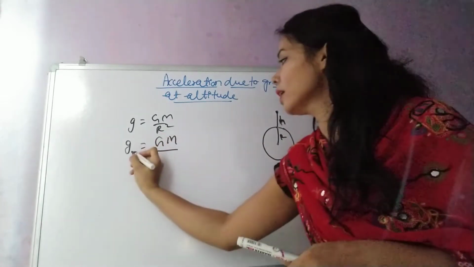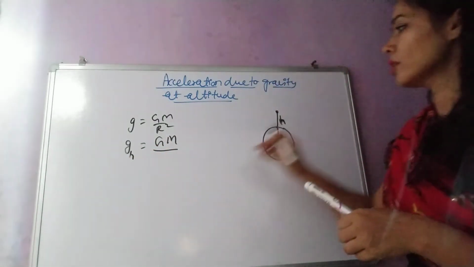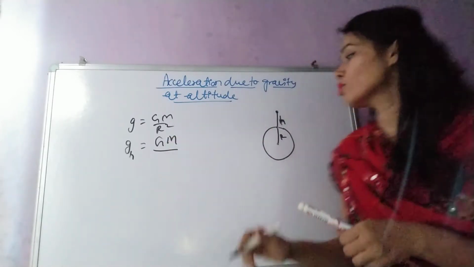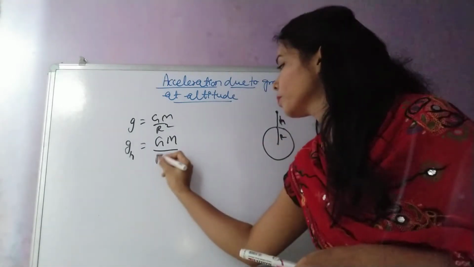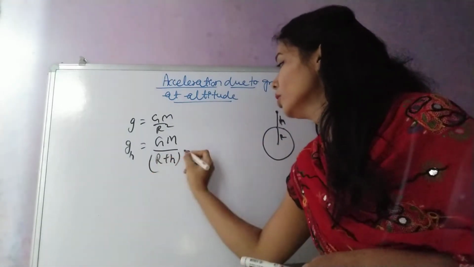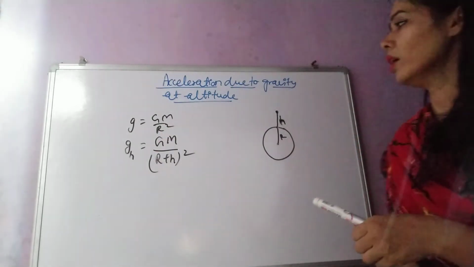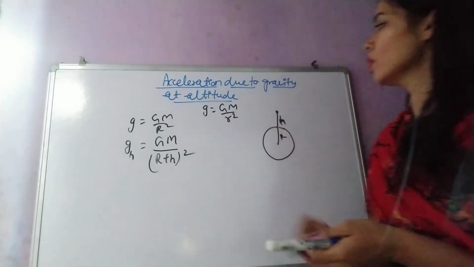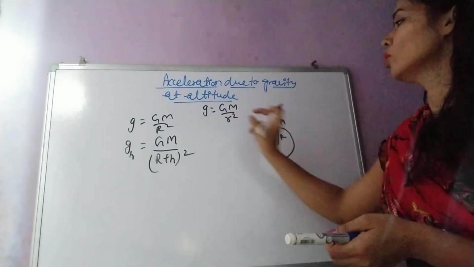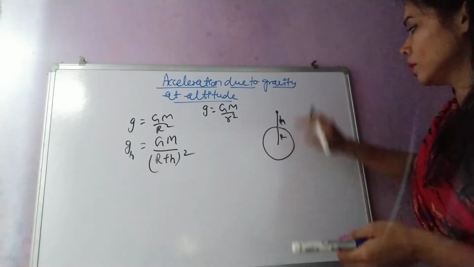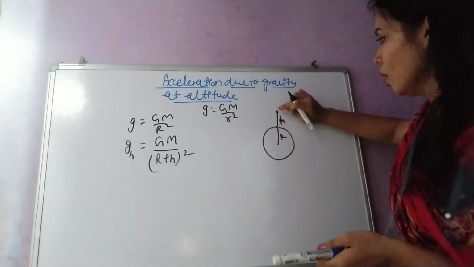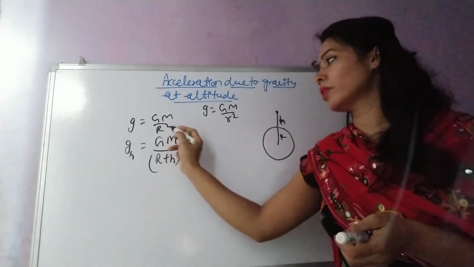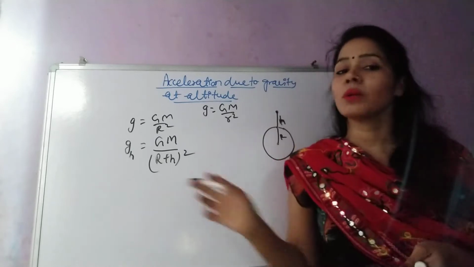Now at a certain height h, the gravitational acceleration equals to what? G is constant, M is constant, and now R square is how much? It is R plus h whole square. In the general formula, g equals GM upon R square, where R is the distance between the centers of the two bodies. So here the distance between the center and the body is R plus h, whole square. So up to here it is clear.